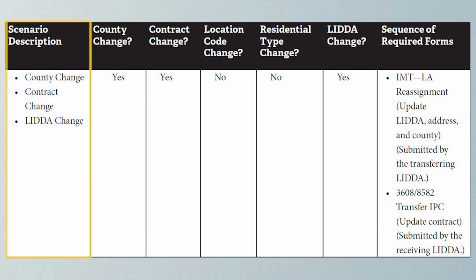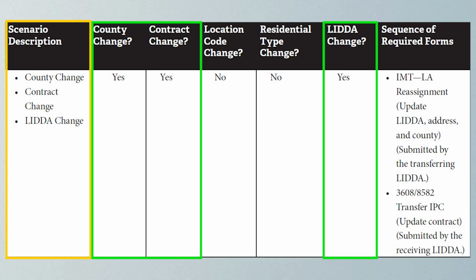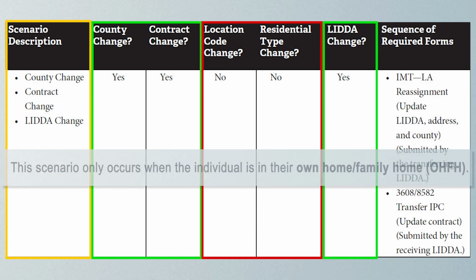In this scenario, the scenario description column shows that an individual has a change of county, contract, and local intellectual and developmental disability authority, or LTCOP. The middle columns confirm these changes and show that there isn't a location code change or residential type change. This scenario only occurs when the individual is in their own home or family home.